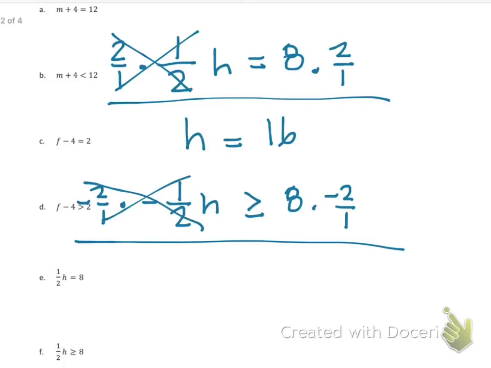The 2's cancel, the 1's cancel, you get h. 8 times negative 2 is a negative 16. But one other thing changes. When you divide by a negative or you multiply by a negative reciprocal, the inequality sign flips. So now it becomes h is less than or equal to 16. You don't need to know that yet, but it's coming. So just keep that in mind.